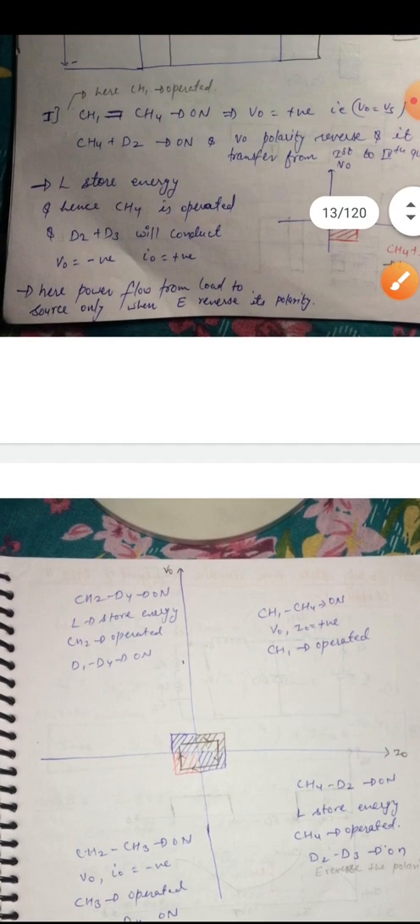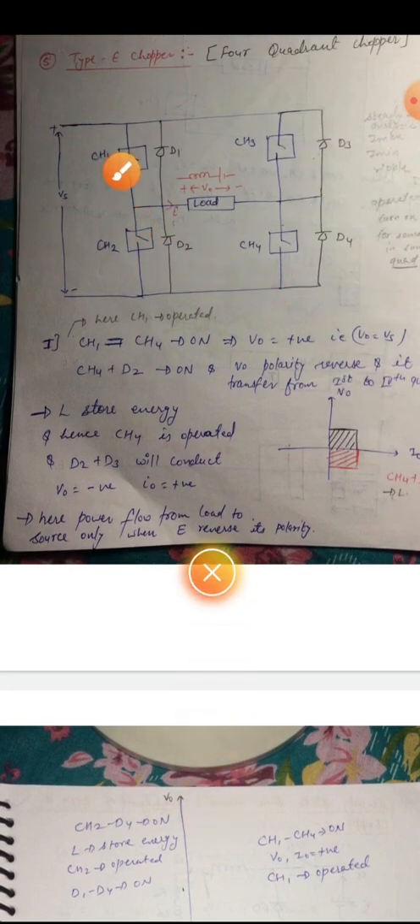First of all, suppose this is an inductive load. I am considering an RLE load, with back EMF and inductance. When you are triggering CH1 and CH4 at a time, and CH3 and CH2 are switched off, the current will go like this, and the inductor is getting charged. So power is going from source to load.